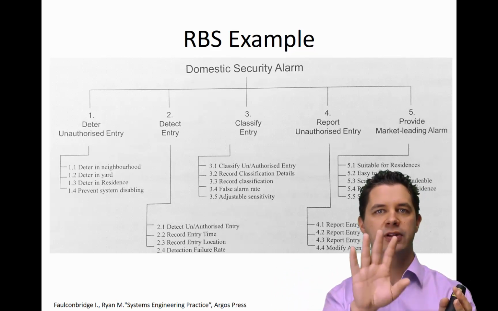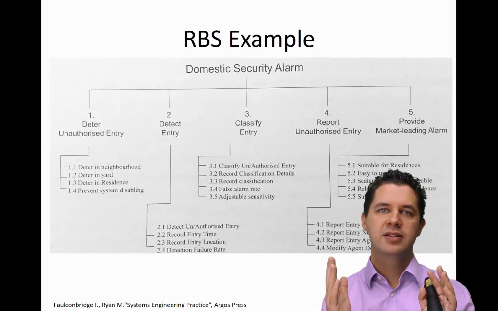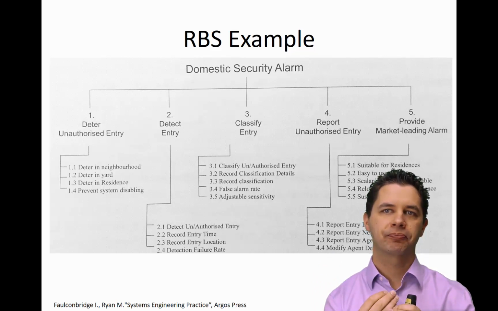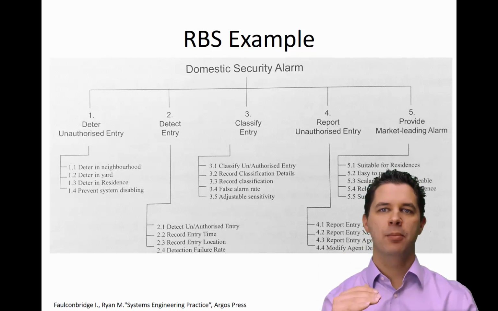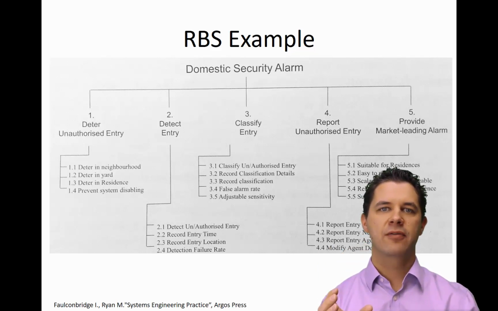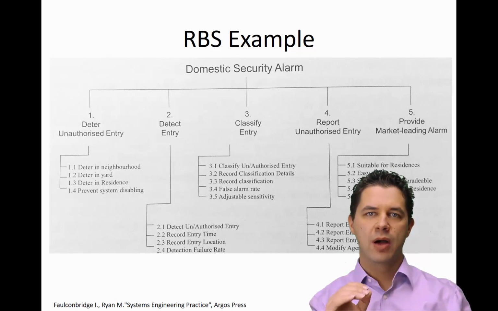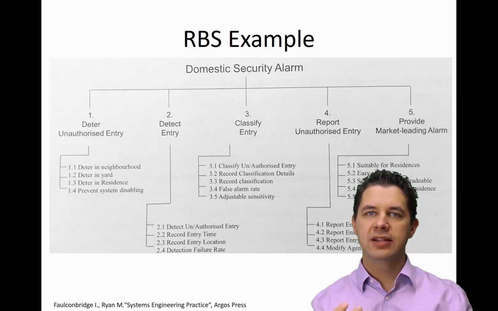But look at the different goals of this. We want to deter unauthorized entry, we want to detect entry, we want to classify entry, report unauthorized entry, and provide a market-leading solution. And then each of those has a number of sub-requirements that will make it up. So in our requirements breakdown structure, we have a whole lot of sub-requirements, like detecting unauthorized entry, recording that entry time and logging that entry time, recording failure rates and things like that.